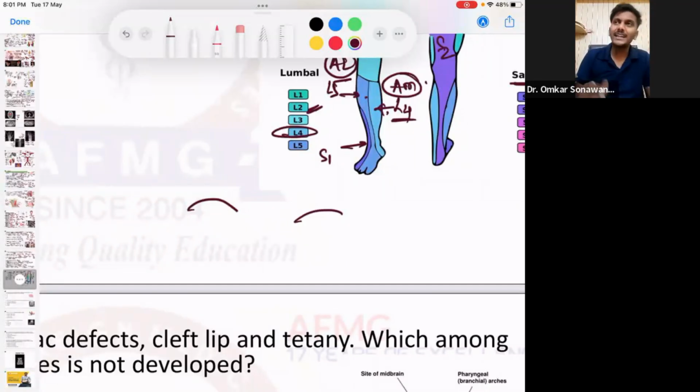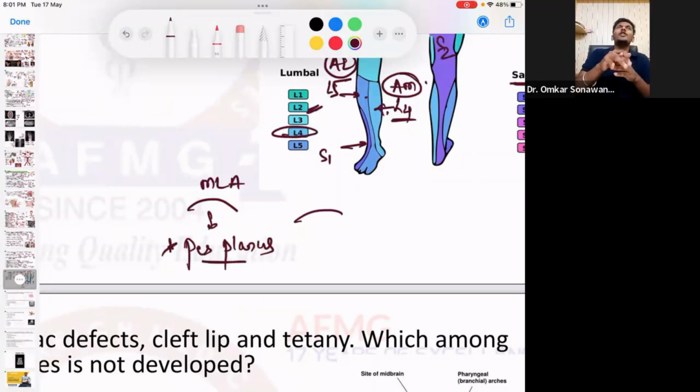But if this medial longitudinal arc is lost, then that will lead to pes planus. That is what is called as flat foot. Loss of medial longitudinal arc causes pes planus or flat foot. याद रख लेना. No issues with this.